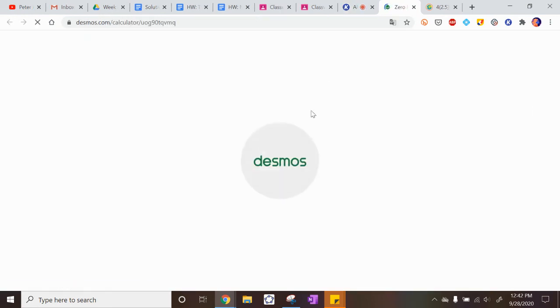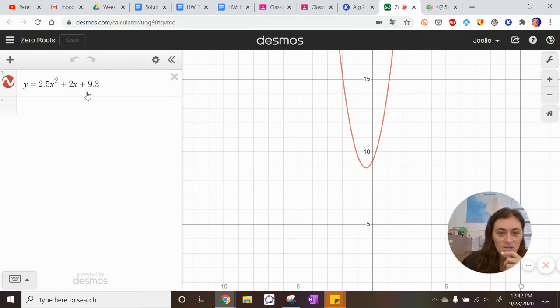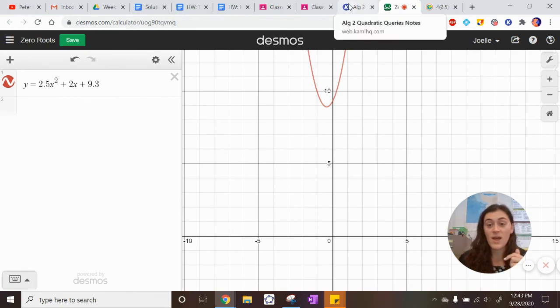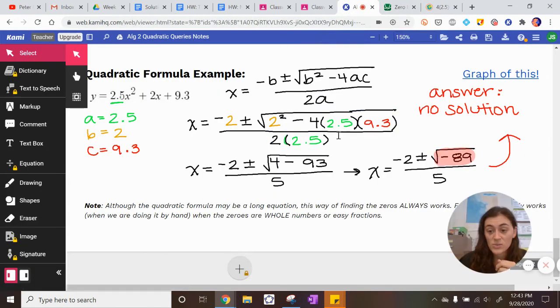Let's graph this real quickly. So I wrote my equation out here, and we've got our graph. And if you notice, the x-axis is not touched. Our graph is way above the x-axis, so we don't have any x-intercepts, which is totally fine. There are a lot of situations where quadratic graphs go way above the x-axis, and so in this case, our answer is just no solution.